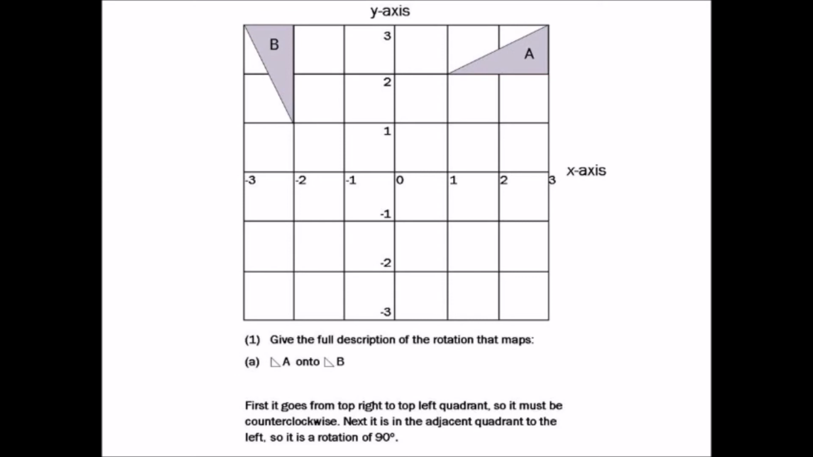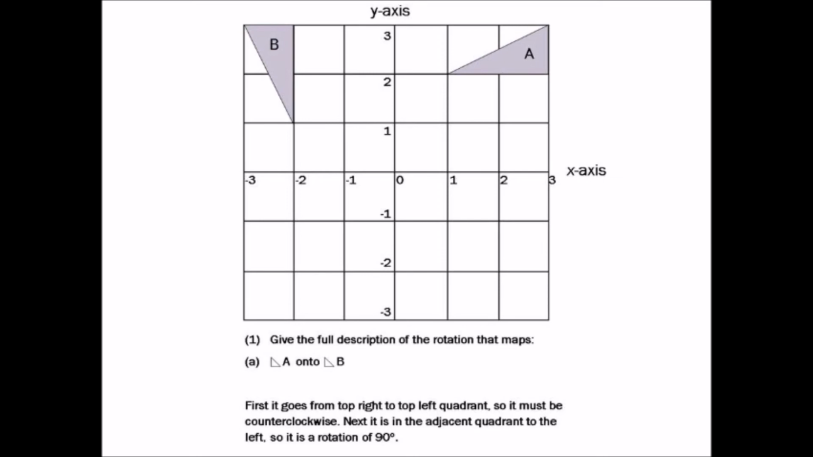Okay, give the full description of the rotation that maps triangle A onto triangle B. First it goes from the top right to the top left quadrant, so it must be counterclockwise. Next, it is in the adjacent quadrant to the left, so it is a rotation of 90 degrees. So right away we know it's 90 degrees counterclockwise if you're moving from A to B.